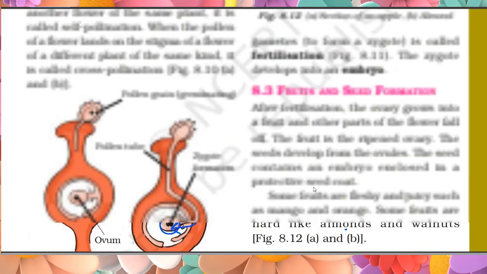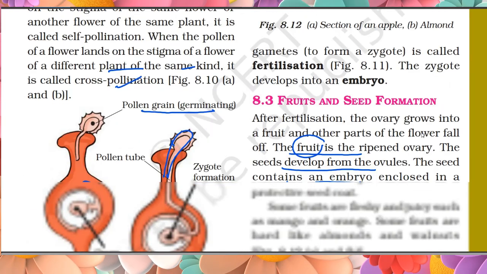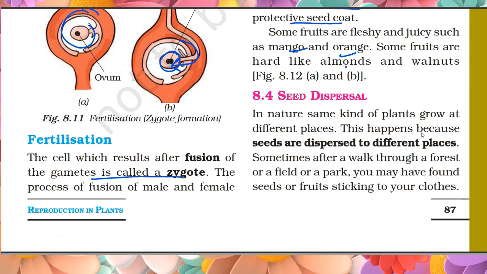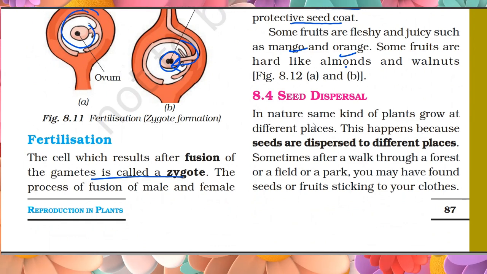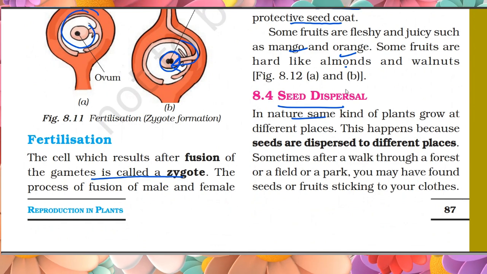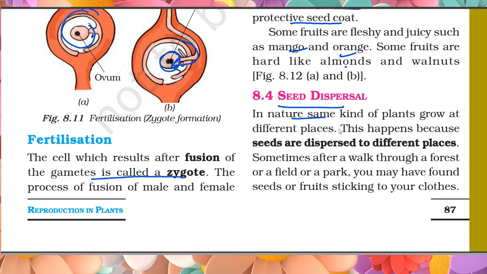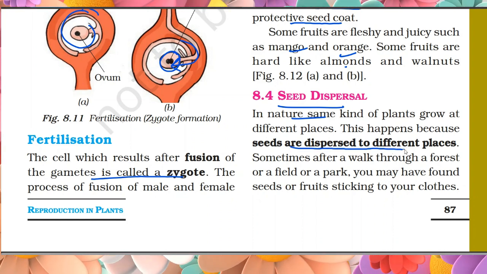We have here examples, first one and second one. So let's understand how this is happening. Actually, it is happening naturally only. First of all, seed dispersal happens by means of nature, like water or air. Even animals are involved, and insects also. So this happens because seeds are dispersed to different places.